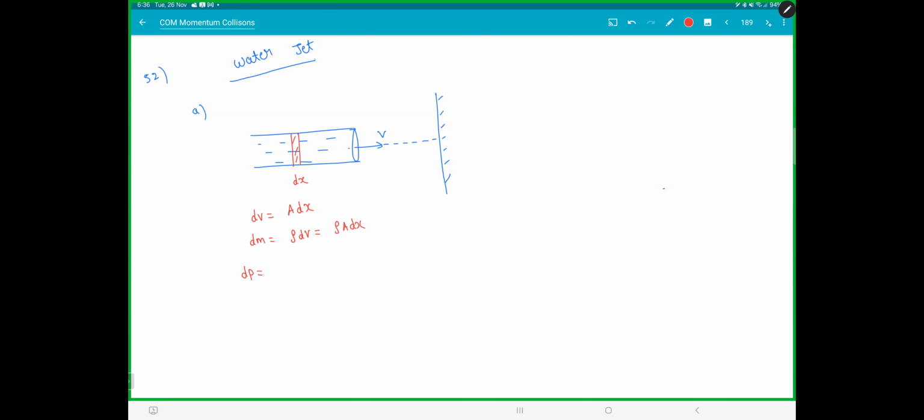So the change in momentum will be mass into velocity. Now after collision it comes to rest, so the final velocity is 0. Now what is force? Force is dp by dt, which is rho A dx by dt into v. dx by dt is velocity there. So force is rho A v square. So when a water jet hits the wall and comes to rest, this is the force it is going to exert.